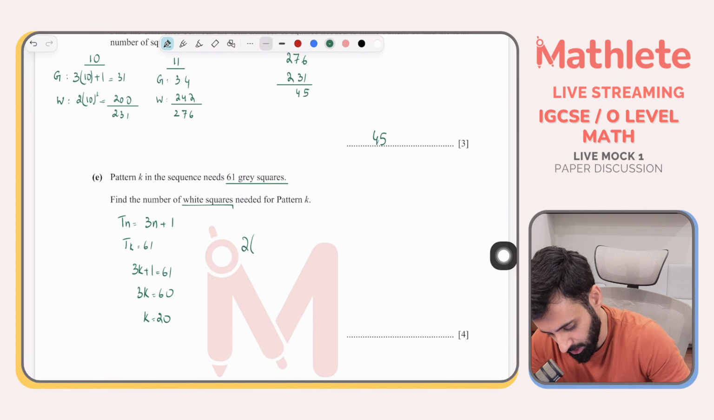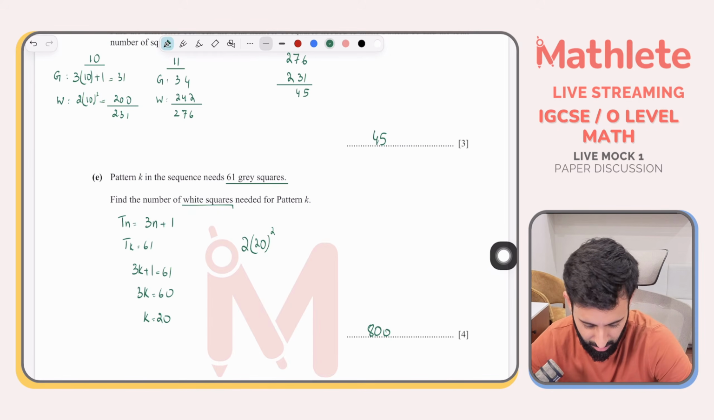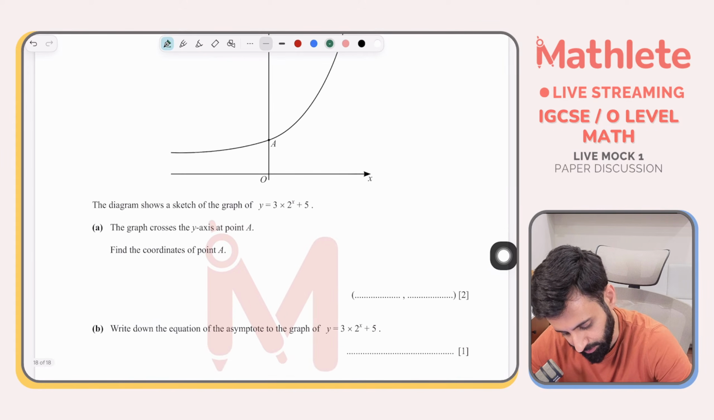So that means 2 times 20 squared. So 20 squared is 400. 400 times 2, that's equal to 800. Simple. All right, last question.